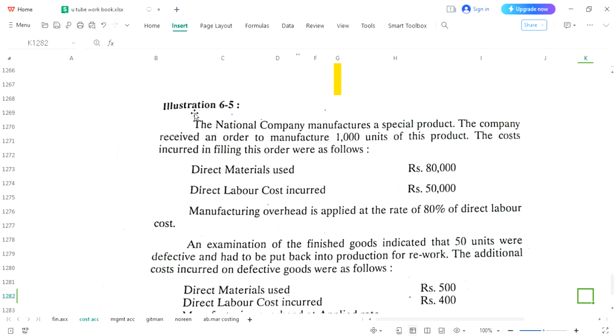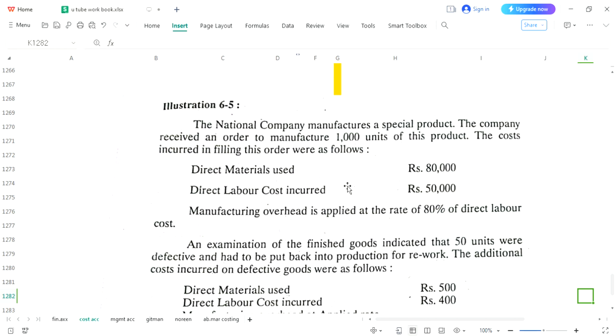Today's target is to understand defective goods, how to write their amounts, how to make journal entries, and how to finish our requirement. Illustration number 6.5 is directly associated with only one concept, that is defective. Last time we solved the illustration for spoiled goods. In a similar way, we are going to solve defective goods. Before starting, let's repeat the concept.